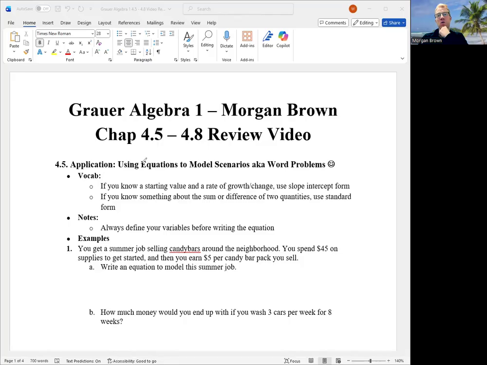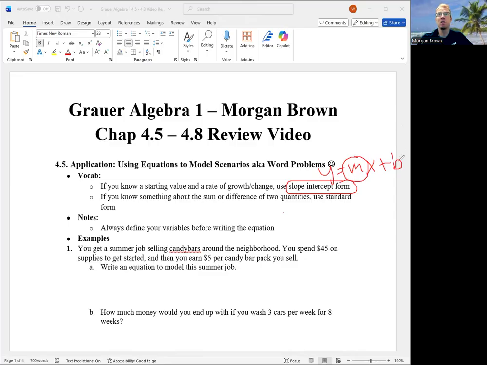4.5 is about using word problems to set up linear equations. There are going to be two different linear equations that we use. One is slope-intercept form. When you're using slope-intercept form, remember that's y equals mx plus b. You're reading the question and asking yourself, does the problem tell me something about the slope, or the rate of change, or the rate at which I'm gaining money or doing whatever it is? So slope is the rate of change or the rate of increase.